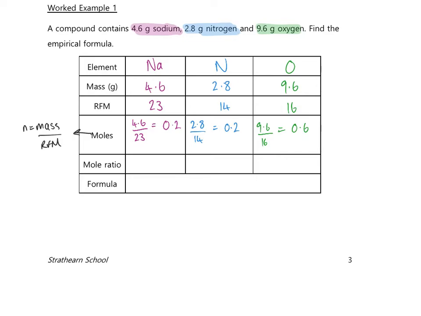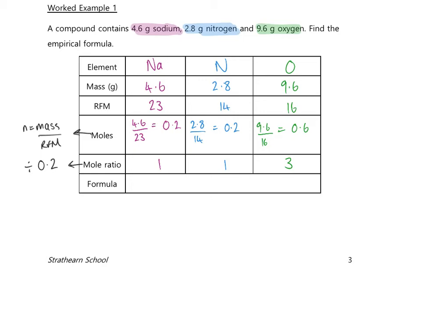So we're on to step number 2 now, which is to calculate the mole ratio by dividing all the moles by the smallest mole value, because we want these values to be as an integer whole number ratio. So what is our smallest mole value? It's 0.2. So I'm dividing each of these numbers by 0.2. Again, put that into your calculator. 0.2 divided by 0.2 is obviously 1. And again, we see the same for nitrogen. And for oxygen, it's 0.6 divided by 0.2, which comes out as 3.